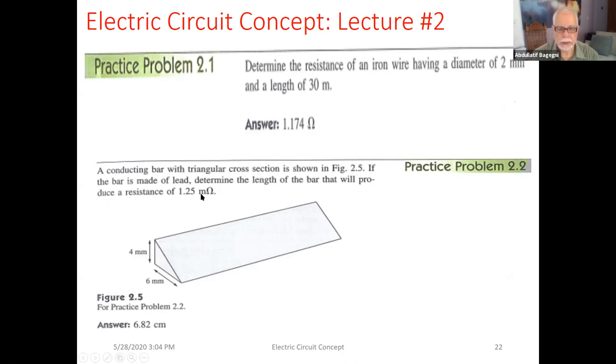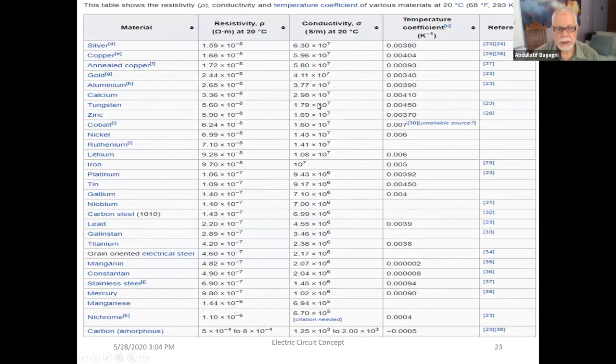The other thing we are given is the resistivity, which we get from the table. Here's the table for the iron. The resistivity rho is 9.7 multiplied by 10 to the minus 8. The units are ohm meters, at a temperature of 20 Celsius. For the lead, which is the second one, rho is 2.2 multiplied by 10 to the minus 7.